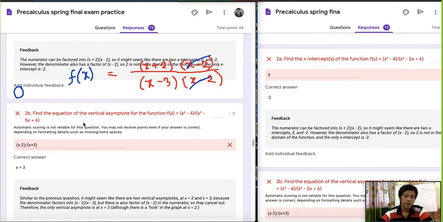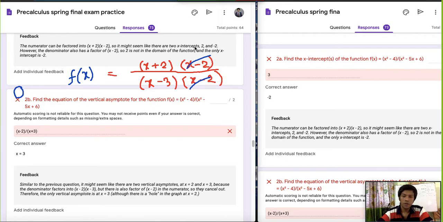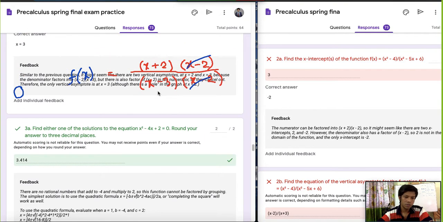Next question. Find the equation of the vertical asymptote for this function. You know the vertical asymptote comes from the denominator. Same question, so you do not have to do it again. The vertical asymptote comes from the denominator. This is x minus 3, so x equal to plus 3. As it is minus 3, plus 3 will be the vertical asymptote. For the vertical asymptote and for the x-intercept, you have to do the calculation. After the calculation, this is already cancelled out, so we cannot say that this is also a vertical asymptote. No, only x equal to 3 is the vertical asymptote.